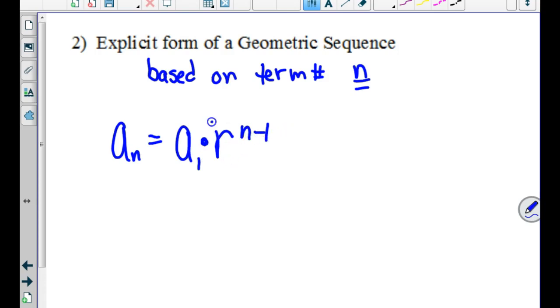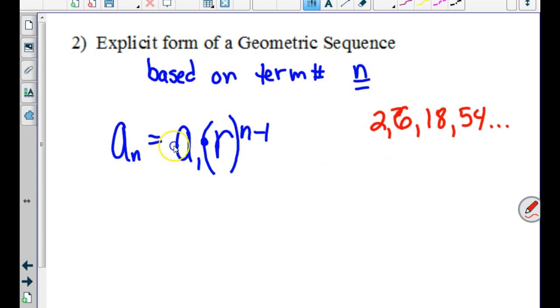Now, I would suggest you practice with parentheses here, because if r is negative or a fraction, you have to be real sure that you use the parentheses. So it's good to put it in parentheses. So our example a minute ago was, we started with 2 and then we multiplied by 3, right? 6, 18, 54. Is that what it was?